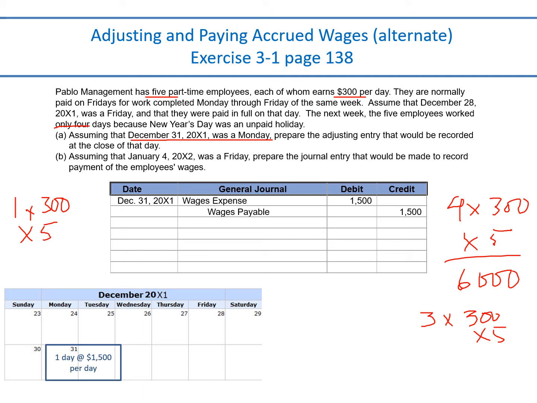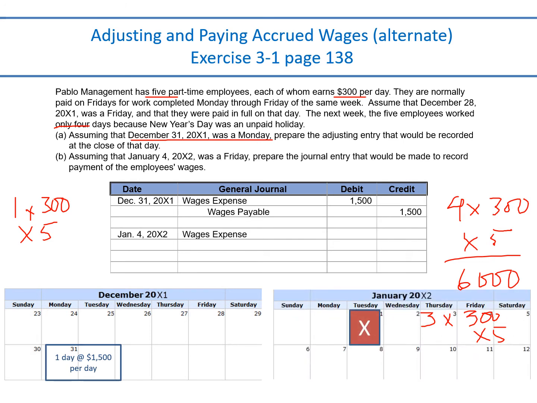It's $4,500. It's going to be our wage expense for the current year. So it's that Wednesday, Thursday, Friday at $1,500 a day, or $4,500 for the 3 days. So we're going to debit wage expense for $4,500.